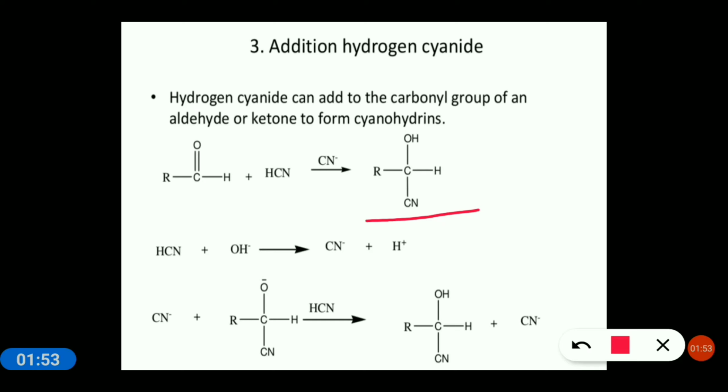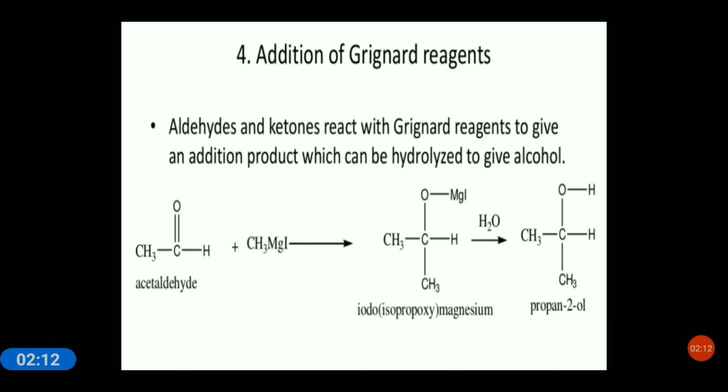Cyanohydrin is obtained, and in the previous video I told you that whatever the reactant is, accordingly we name the product. For example, if it is acetaldehyde, we call it acetaldehyde cyanohydrin. Next is the addition of Grignard reagent. As the addition of Grignard reagent takes place, there is an increase in the number of carbon atoms. So this is ascending of series.